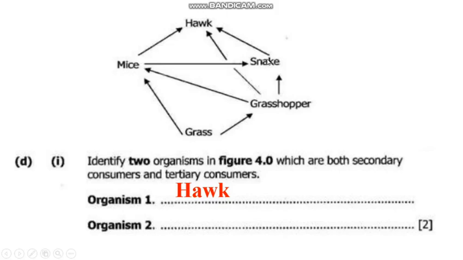So what about the snake? We can see the snake will feed on the grasshopper and it also feeds on the mice. And this snake again will be eaten by the hawk. So the snake also can play as both a secondary consumer and a tertiary consumer. So these are the answers.